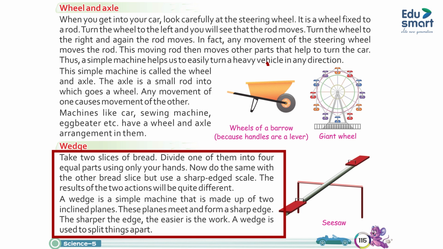A wedge is a simple machine that is made up of two inclined planes. These planes meet and form a sharp edge. The sharper the edge, the easier is the work. A wedge is used to split things apart.